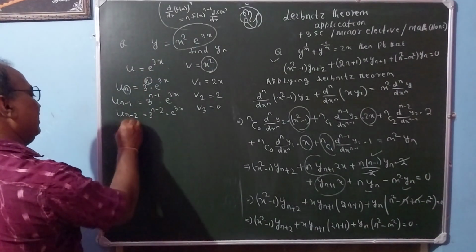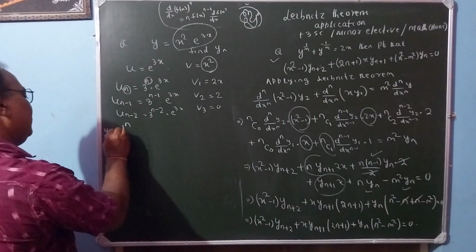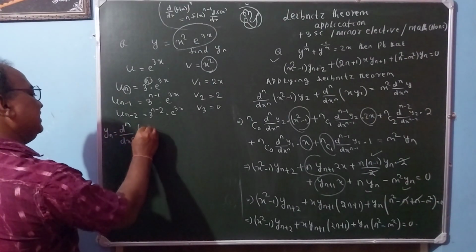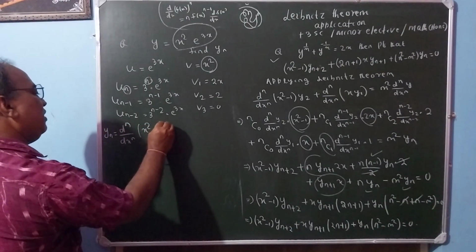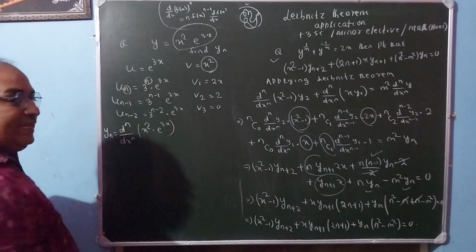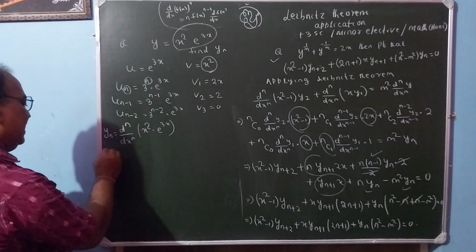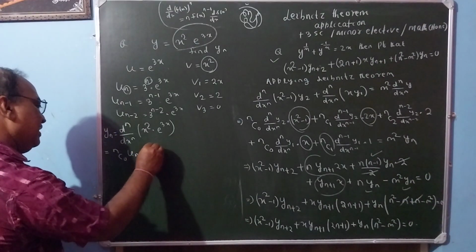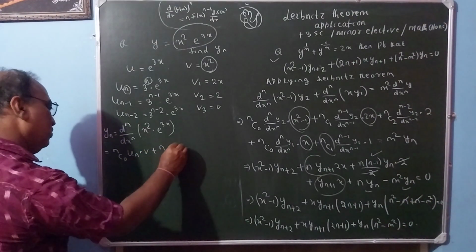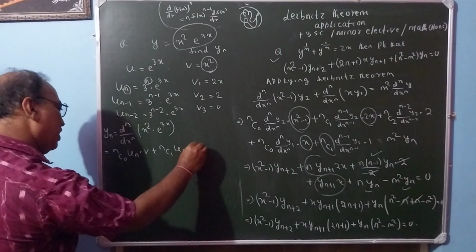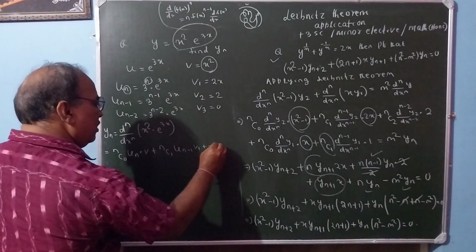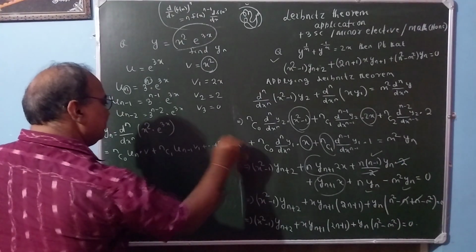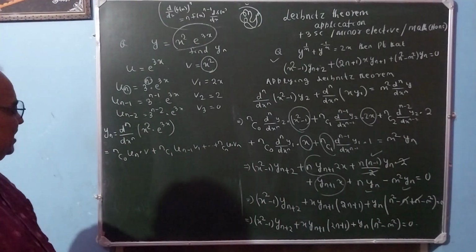Now applying the Leibniz theorem. y_n, d to the power n by dx to the power n of x squared into e to the power 3x. What is the Leibniz theorem? Write down: nC0 u_n into v, plus nC1 u_{n-1} into v_1, plus dot dot dot, plus nCn u into v_n. This is the Leibniz theorem.